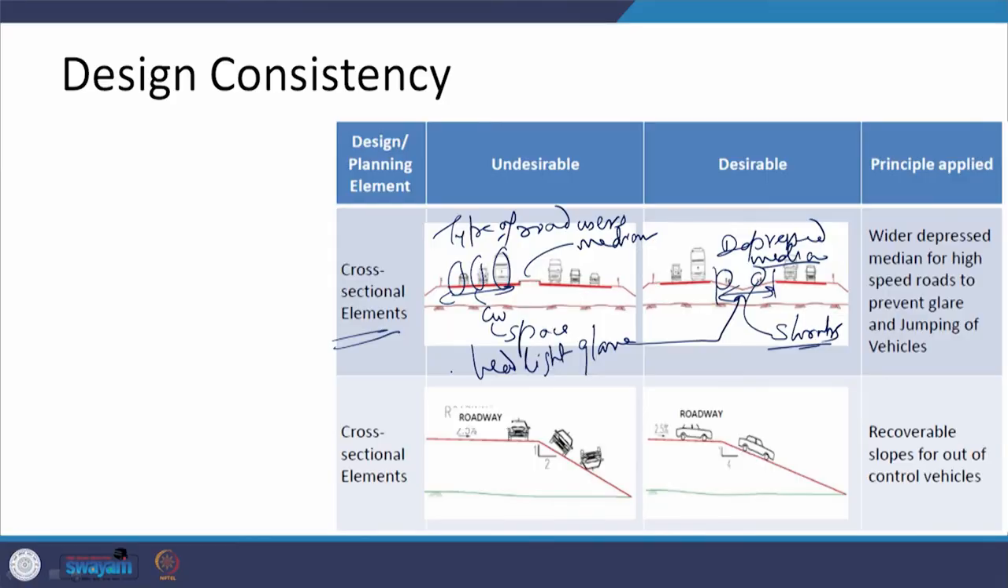Then another thing is that we talked about a case of a forgiving road section. Say we have this slope and this slope is 1:2, and if by any chance this vehicle goes out of control, then there is no possibility for this vehicle to come back because the slope is quite high. So, if we have made it a gentler slope, then if anything happens to the vehicle and it goes out of control and comes on this one, it has a possibility of coming back on the road. So, that type of a thing also needs to be taken care of.